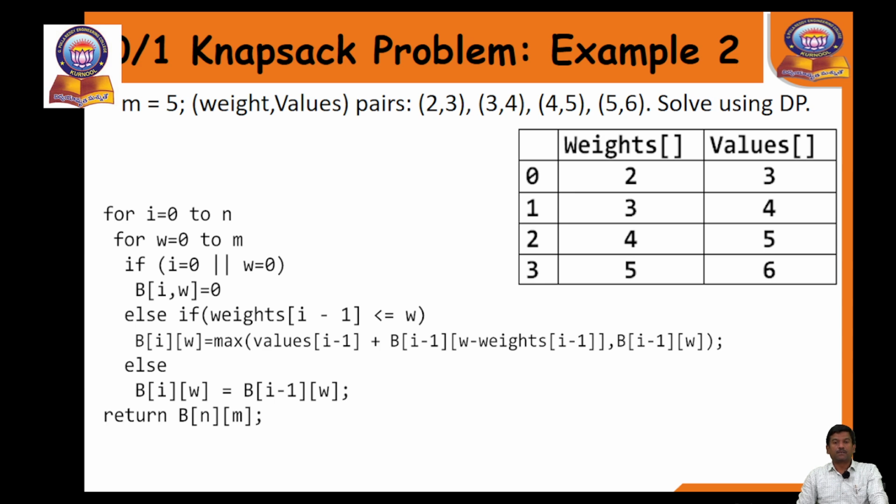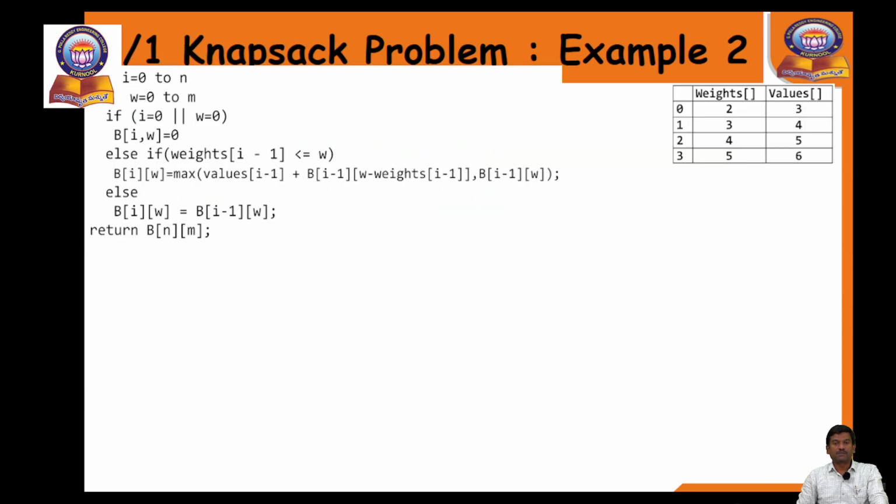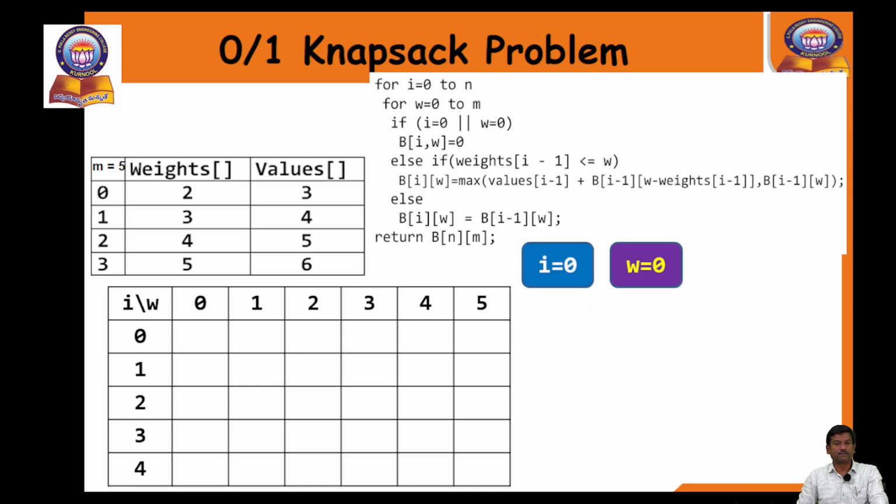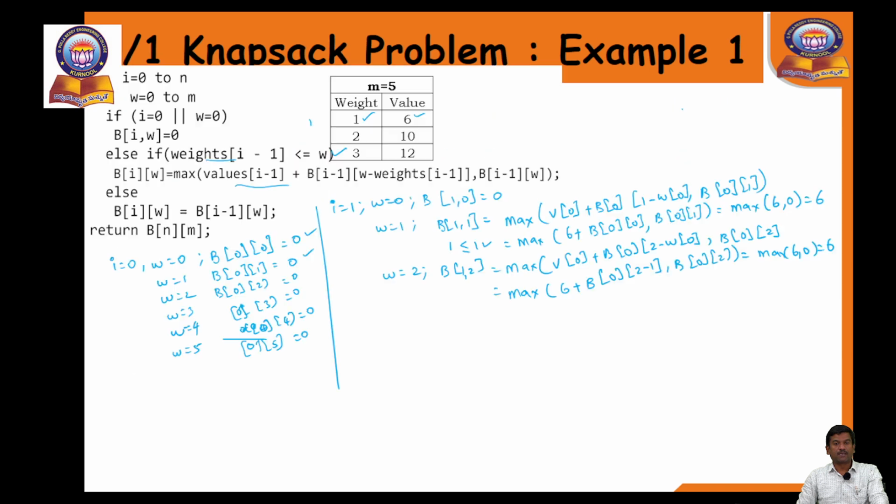So here, provided with respective values, you need to find... okay, let me take the same values. So okay, this is another example. So far we have found W equal to 2, and the max of 6 comma 0, that will be equal to 6.